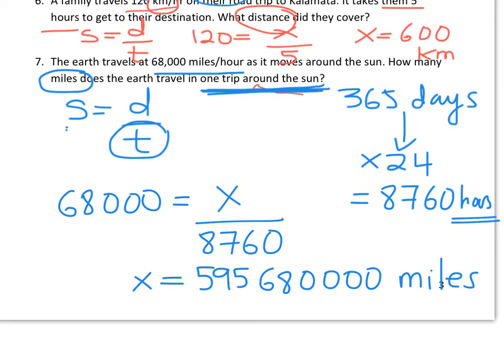Okay, so this problem was, again, the same. We're using the same formula. We have to find the distance, and the only extra added step we had here is that we weren't given the full amount of information about the time. We know that it's 365 days, but we had to convert that into hours.